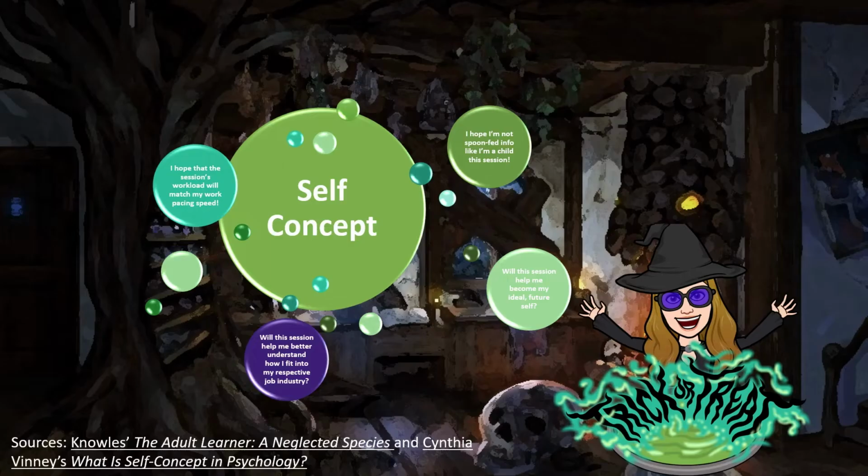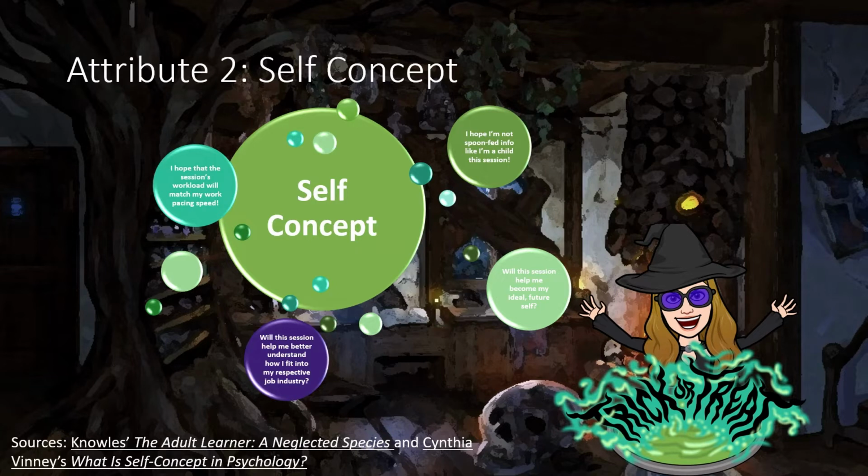Self-concept is the second attribute. It's basically how you see yourself, how you feel like others see you, and also how you view yourself to be in the next couple months, couple years, couple decades, etc. I chose Halloween for this map because Halloween is all about self-concept.